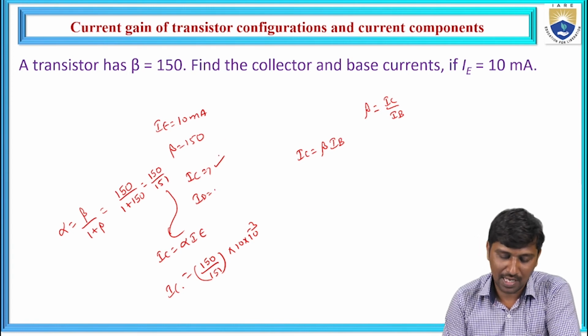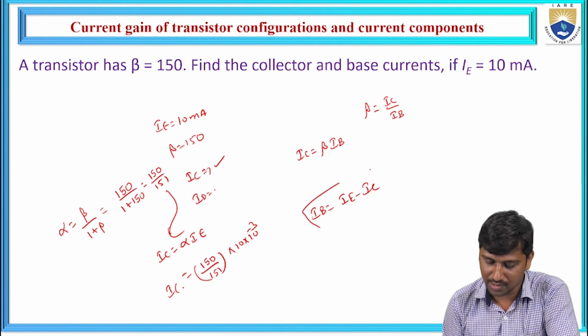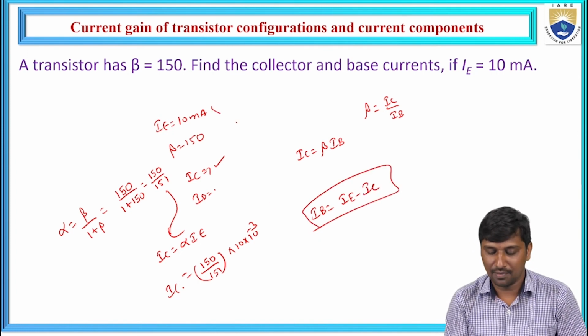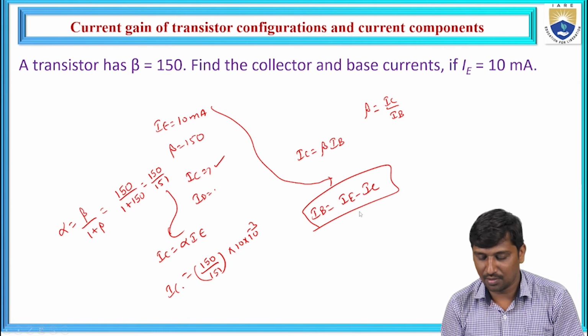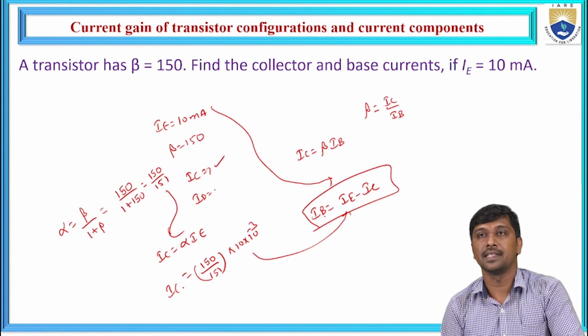So now we have this IC and IE values. Now we can calculate IB. IB is equal to IE minus IC. You can substitute the IE value and this IC value here, then you get the base current.